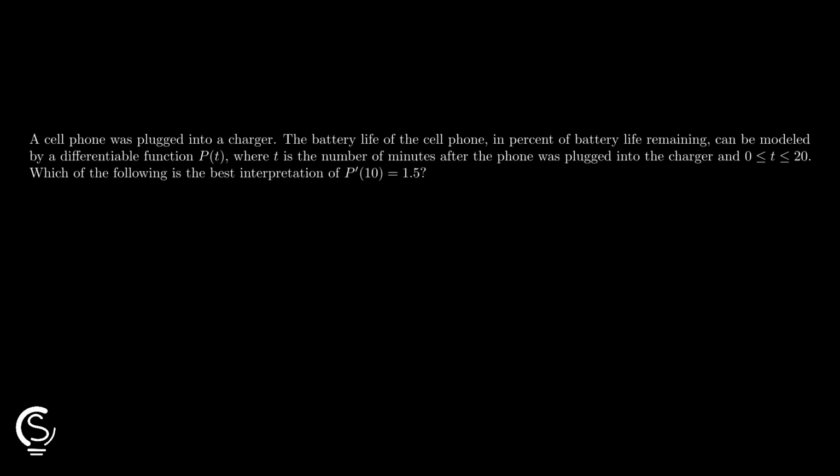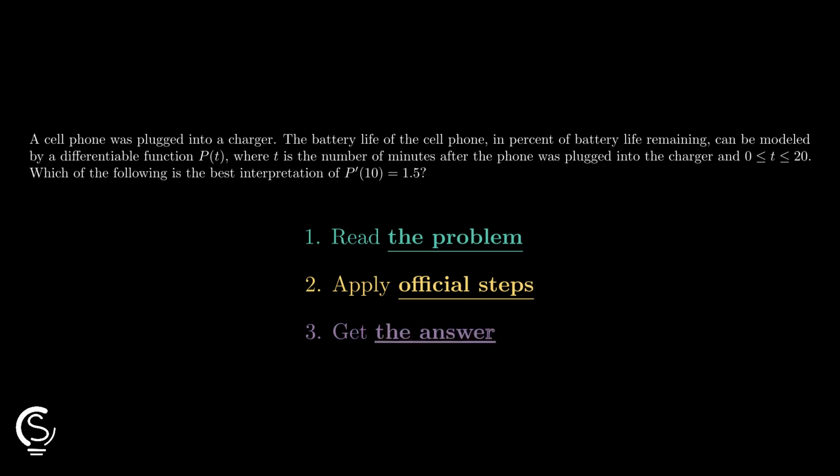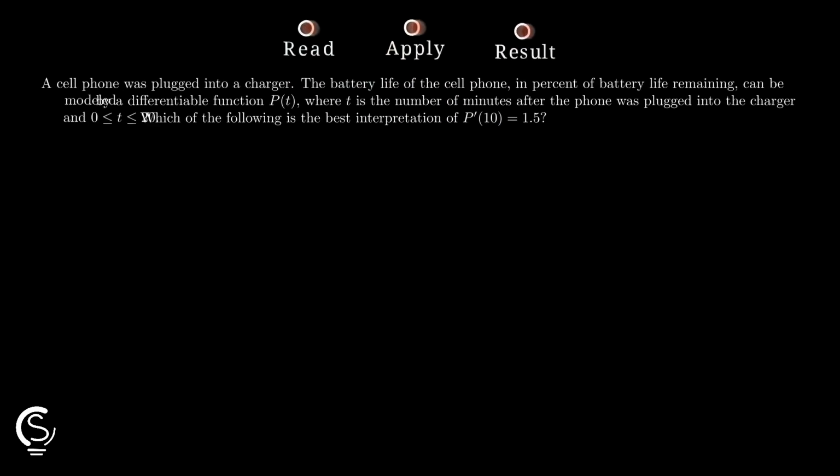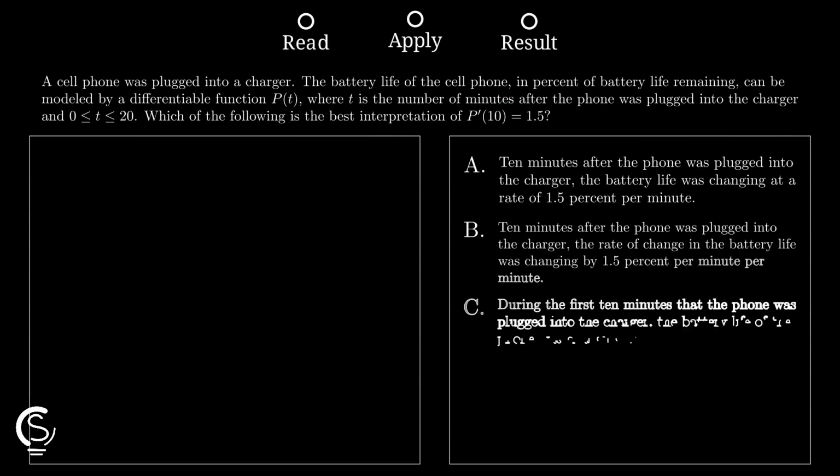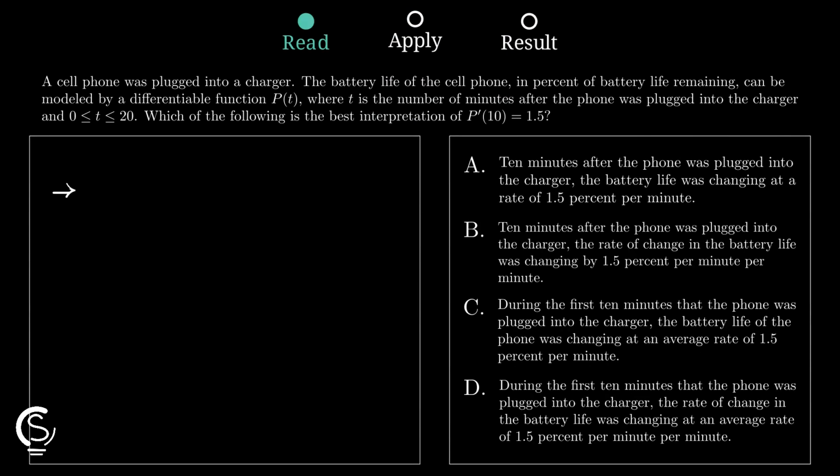Let's go! Calculus problems about rates of change are actually super simple if you know what to look for. Let's break down this derivative interpretation in seconds. First, recognize that p' of 10 represents the instantaneous rate of change at exactly 10 minutes. This means we are looking for the specific behavior at that single moment.